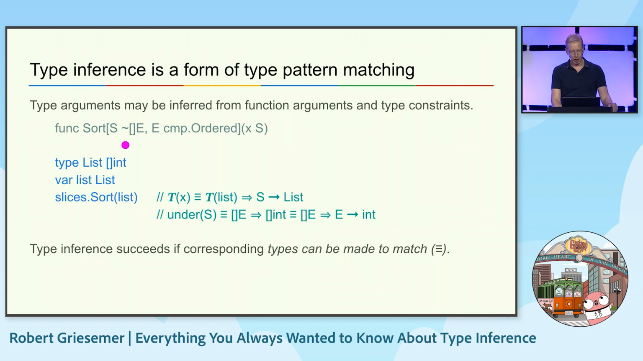And the type constraint for s says that the underlying type of s must be slice of e. The tilde here in the type constraint means the underlying type. So we know that the underlying type of s is slice of int, and therefore we know that slice of int must match slice of e, and therefore we can infer that e in fact must be int. And so now we've been able to infer both the types for s and e such that these two types match, and inference has succeeded. We don't need to write it down.